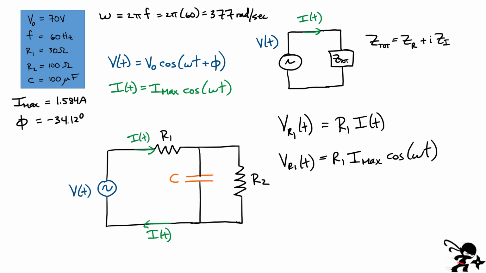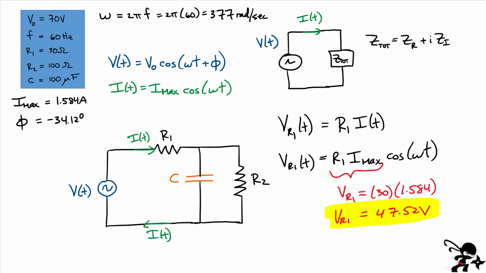So what is this amplitude here? This amplitude will be the maximum voltage across that resistor R1. So you can find that. We'll just call this VR1 as the amplitude. You substitute the values here. We have 30 for the resistance R1, and our value I max, which we just solved for, 1.584. This gives me a maximum voltage of 47.52. Okay, so let's go ahead and highlight that value.